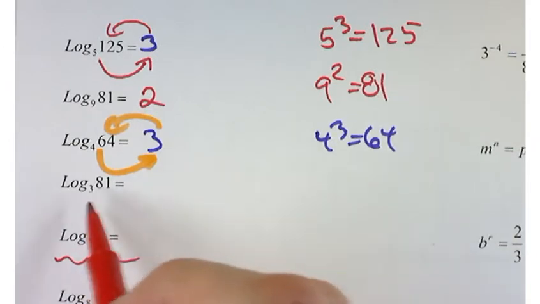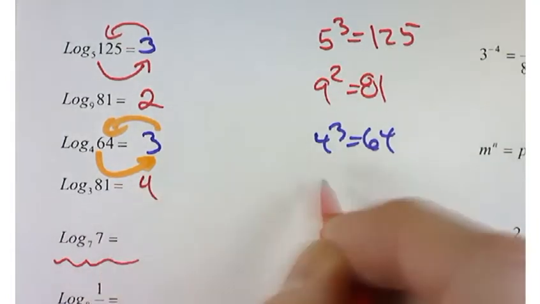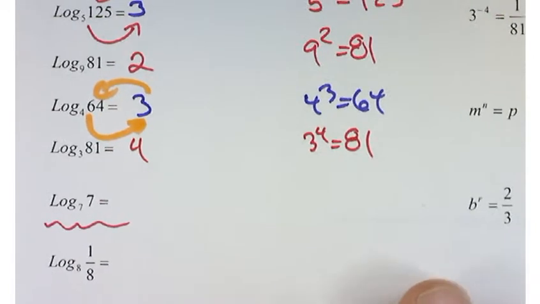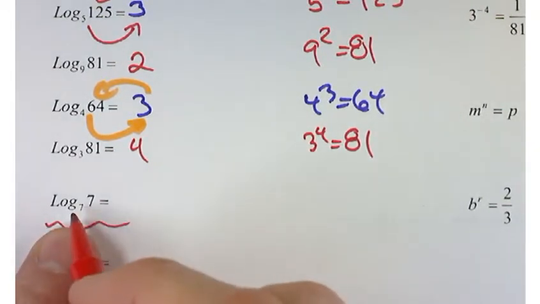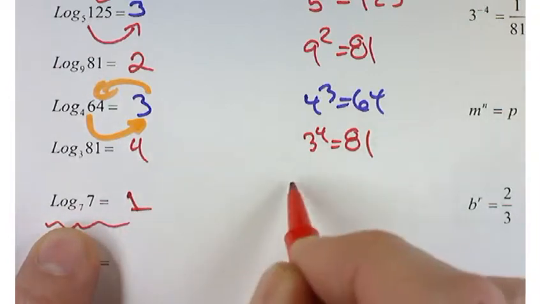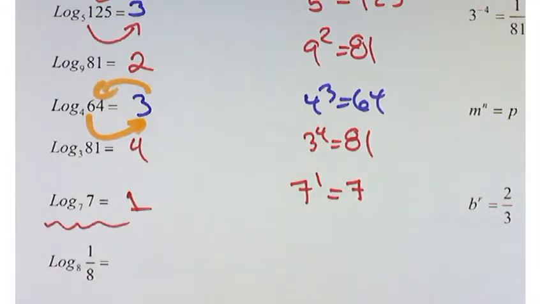What power of 3 gives me 81? 4. So 3 to the 4 power equals 81. And last but not least, 7 to what power gives you 7? First power. 7 to the first power is 7. So nice.